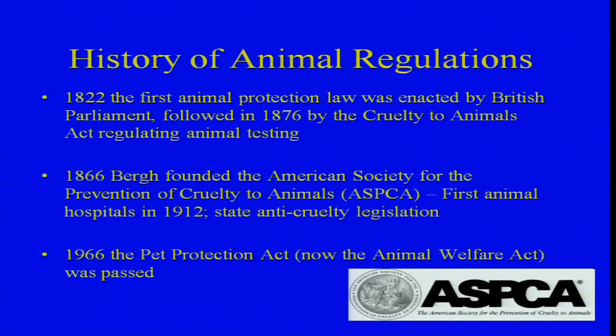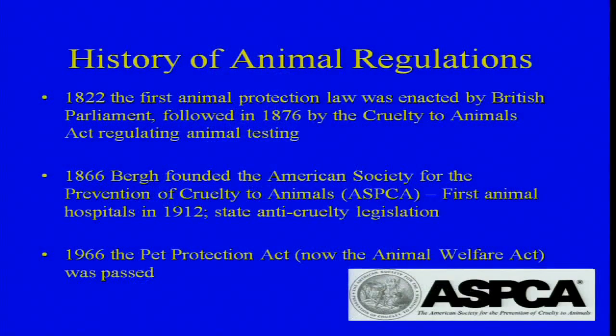So the animal protection laws in Britain morphed a little bit, and by 1876 they had passed the Cruelty to Animals Act, which was the first one to actually regulate the use of animals in testing and research. It took about 50 years for the animal rights kind of feeling to come across the Atlantic to the U.S. It was in 1866 that Henry Bergh founded the American Society for the Prevention of Cruelty to Animals, known as the ASPCA, and it still is around today.